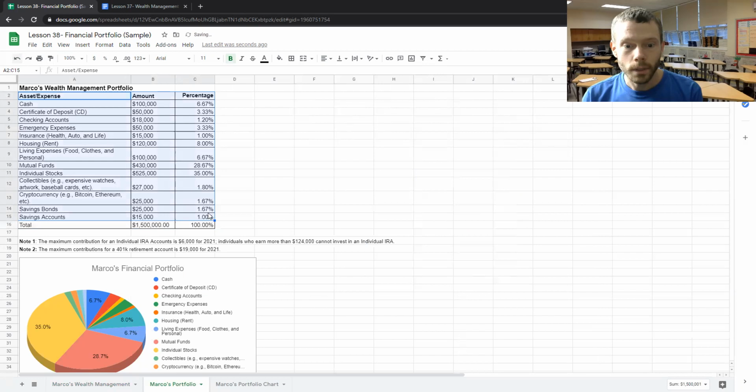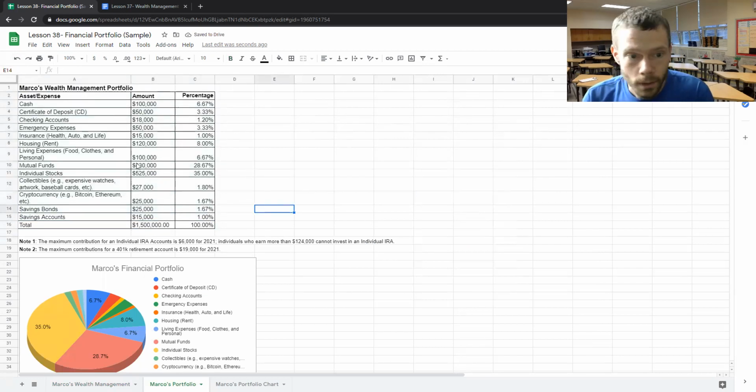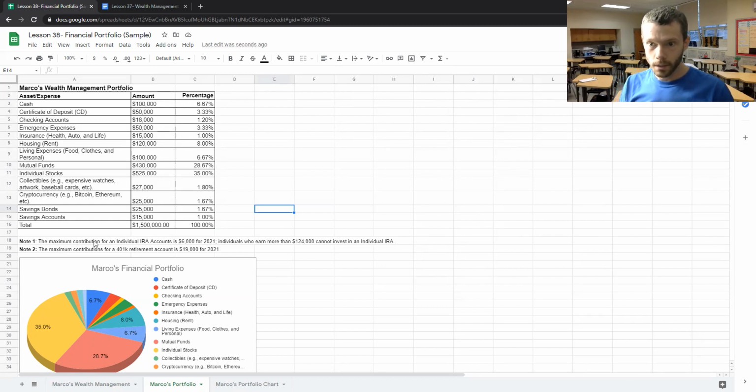And then the last thing you want to consider as you break it down is just the things that we neglected to include. So notice in note 1 and note 2, information related to retirement accounts. Since Marco would be earning too much money, he would be ineligible to invest in an IRA, or individual retirement account. And it's very unlikely with a contract that there would be an option for a 401k plan.